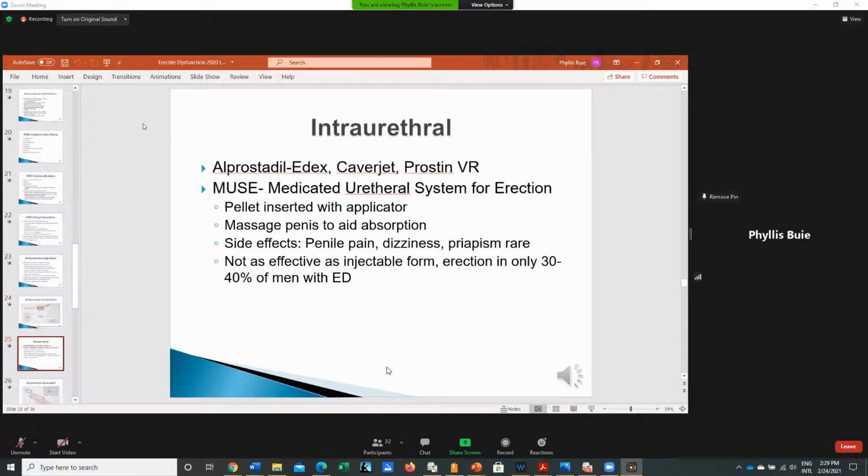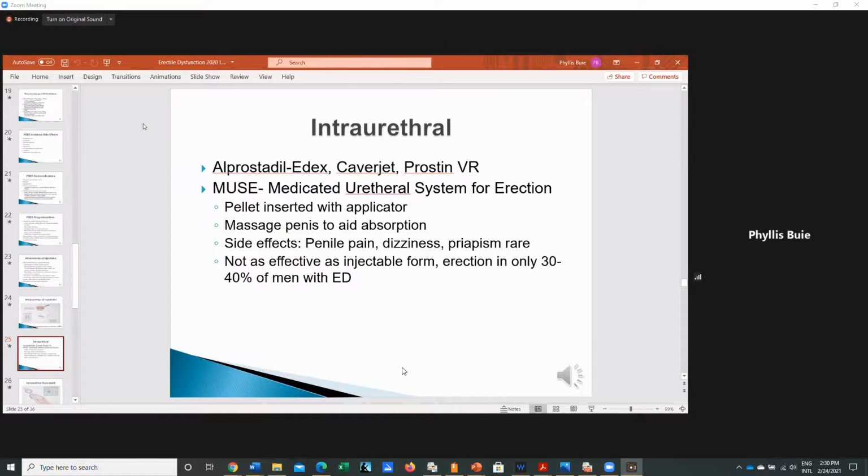Okay, and then the MUSE system is another system that is used. It's a medicated urethral system for erection. This is where the little pellet is inserted with an applicator. Once the tiny pellet of medication has been inserted, the penis is massaged to aid in the absorption. The main thing these patients are going to complain about is penile pain. They may complain of some burning from the medication, and some dizziness. Priapism is very rare with this particular type of medication.